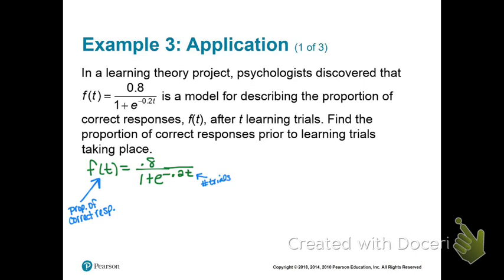So it says to find the proportion of correct responses. So what are we going to solve for? F of t or t? If we're going to find the proportion of correct responses, I'm going to solve for F of t. Prior to learning trials taking place. Well, if it's before the learning trials have taken place, how many have taken place yet? 0. So this just tells us that t is equal to 0. So let's plug that in and let's solve.